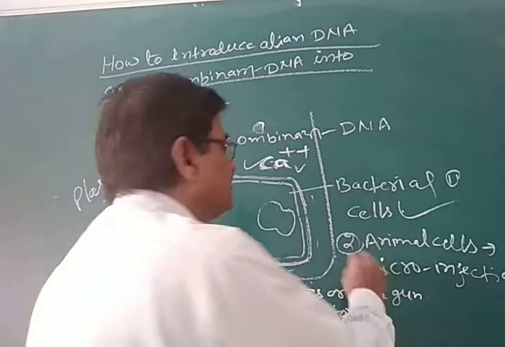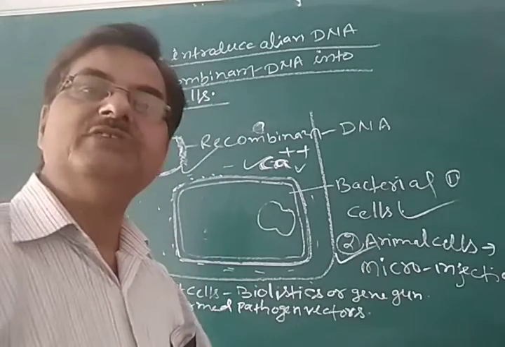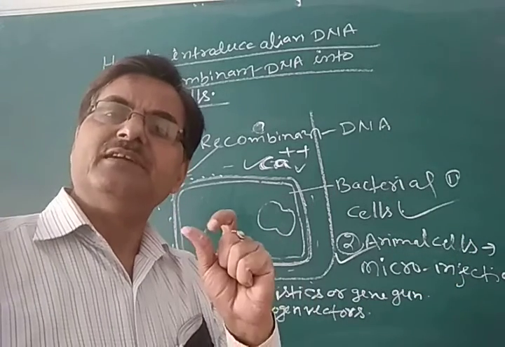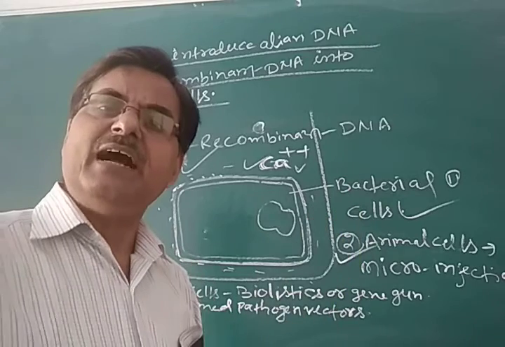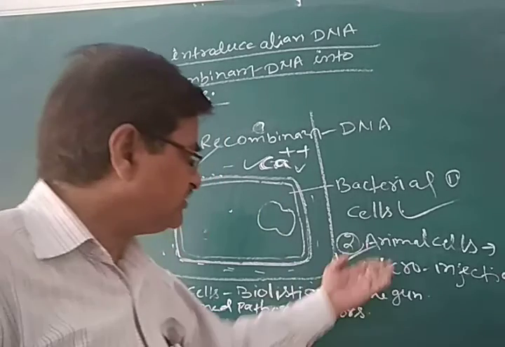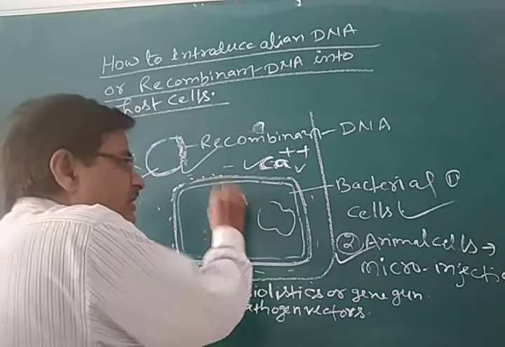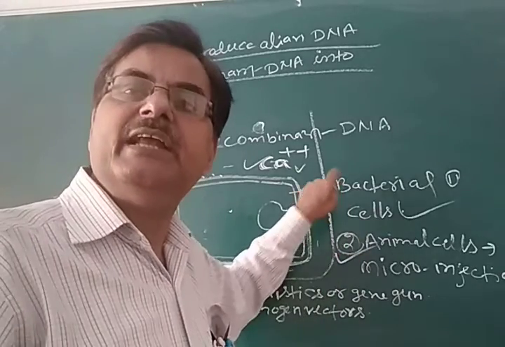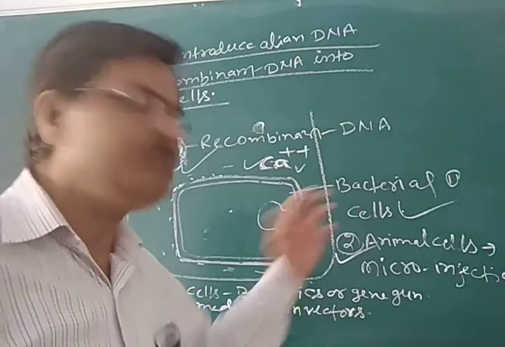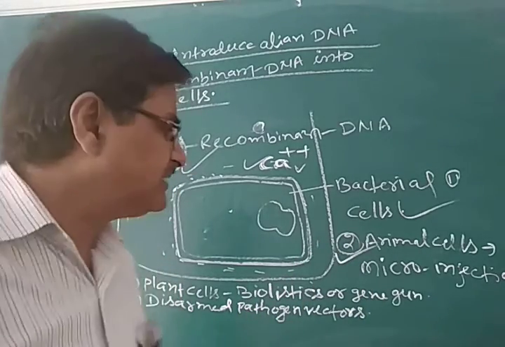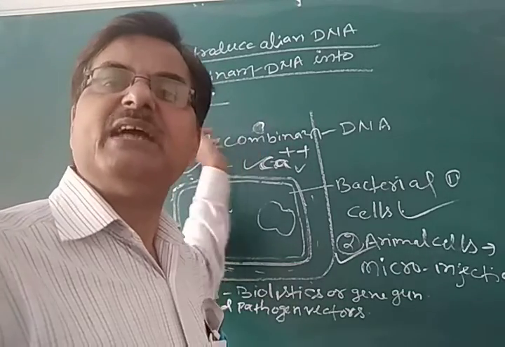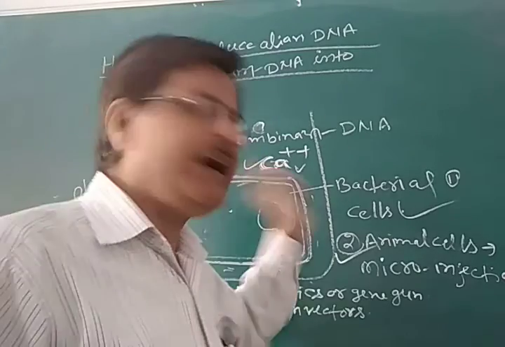Now we talk about the animal cells, that how to introduce the alien piece of DNA into animal cells. So animal cells, you know that the size is large, and the growth and division process is also slower than the prokaryotic cell, because these are eukaryotic cells. First of all we learned about how to introduce the DNA into the prokaryotic cells. Now we are going to learn in the eukaryotic cells. The animal cells are the eukaryotic cells. So in the animal cells we can introduce the alien piece of DNA or plasmid DNA or recombinant DNA directly.